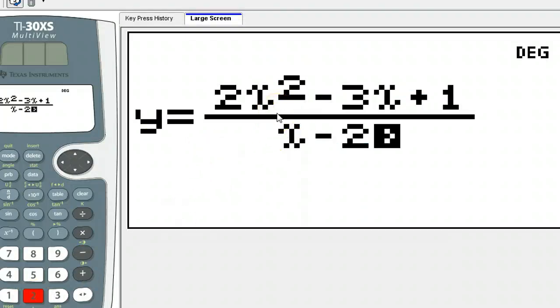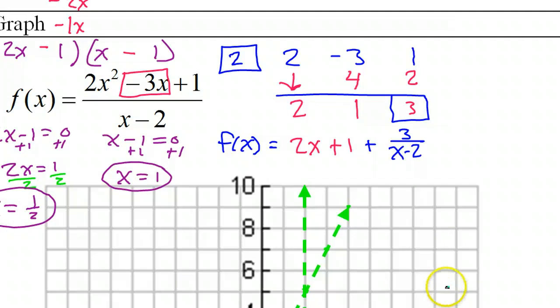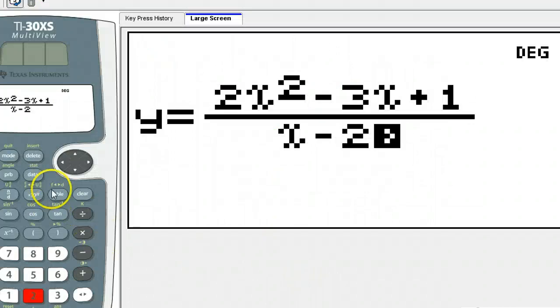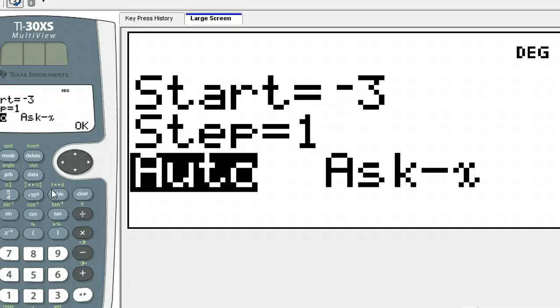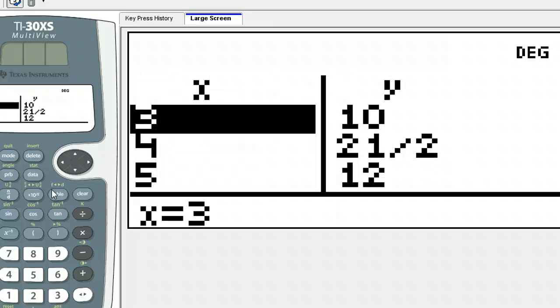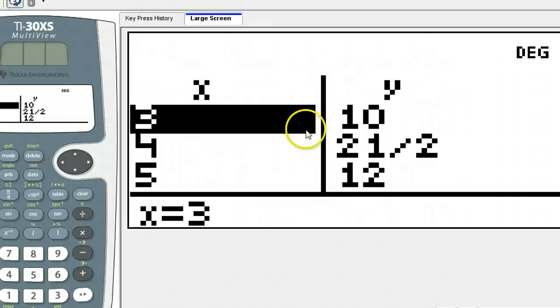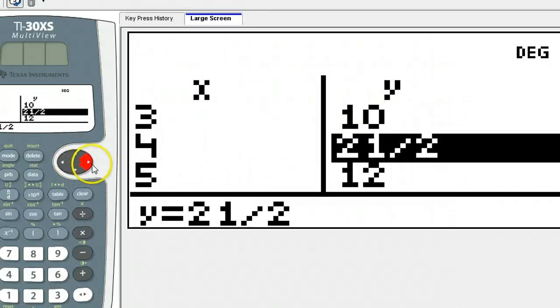Alright, now let's keep an eye on the vertical asymptote. We have vertical asymptote at 2. We already have a few values on the left, so let's start off getting a few values on the right. So let's look at like 3, 4, 5, and see what's going on. Okay, so I'm going to start at 3. Okay, so at 3 I'm at 10. Okay, so that's right there. Alright, what about 4? Okay, at 4 I'm at this 21 over 2.